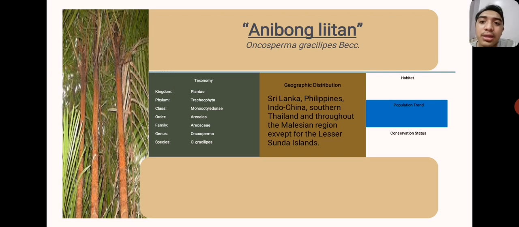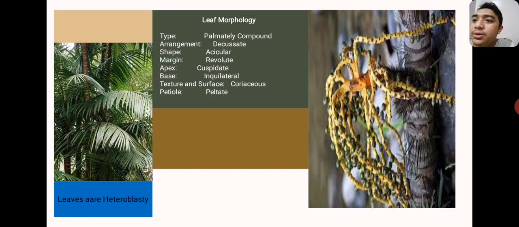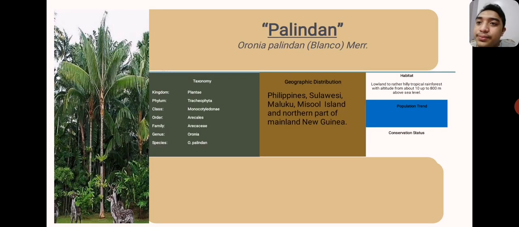Habitat, population trend, and conservation status: I didn't find any information. The growth, I didn't find it. Leaf morphology: type palmate, compound arrangement decussate, shape acicular, margin revolute, apex cuspidate, base inequilateral, texture and surface coriaceous, petiole is peltate. Plants are heteroblast.